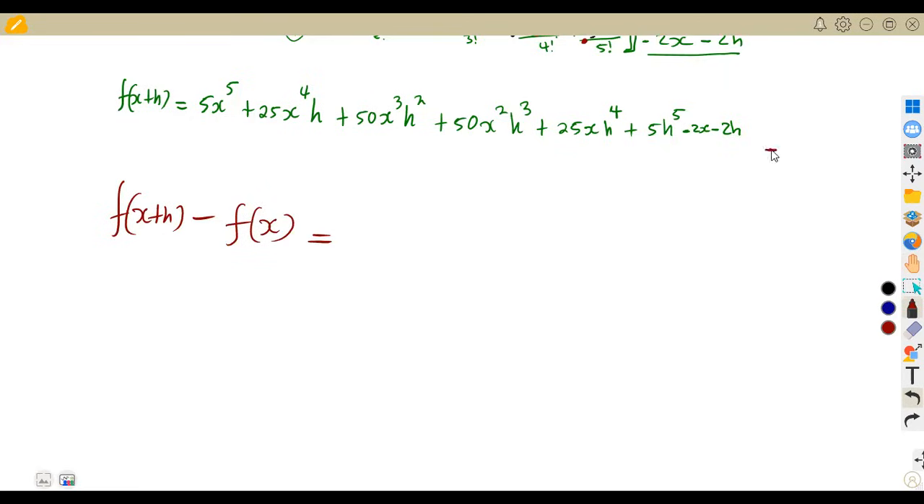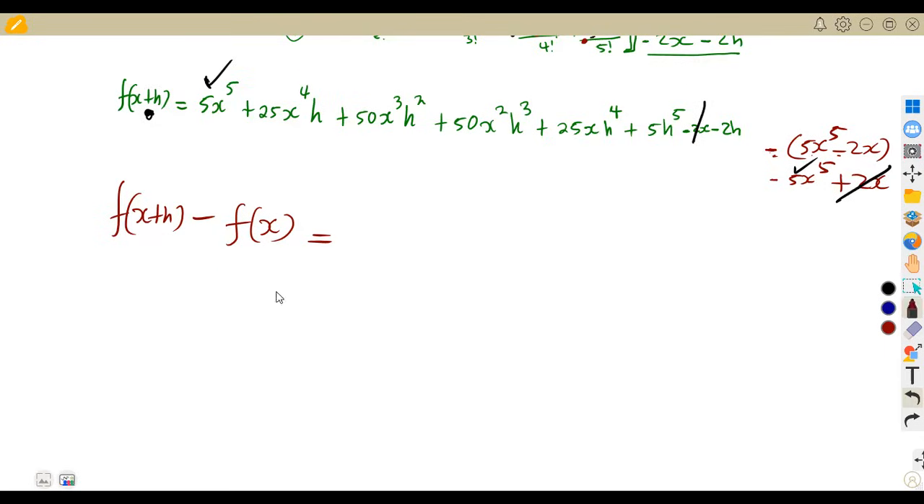Remember, our f of x was given as 5x to the exponent of 5 minus 2x. So if we are to subtract, it's going to be negative times 5, which is going to be negative 5x to the exponent of 5, negative times negative here, which is going to be positive 2x. So collecting like terms, this 5x to the exponent of 5 on our f of x plus h is going to cancel with this 5x to the exponent of 5 here. Then we've got 2x and minus 2x. So this minus 2x and 2x will cancel.